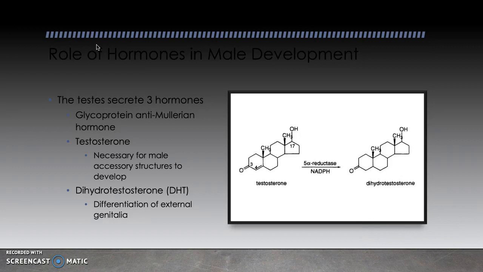Both testosterone and DHT are androgens. They're steroid hormones produced in the gonads under the direction of the adrenal cortex.